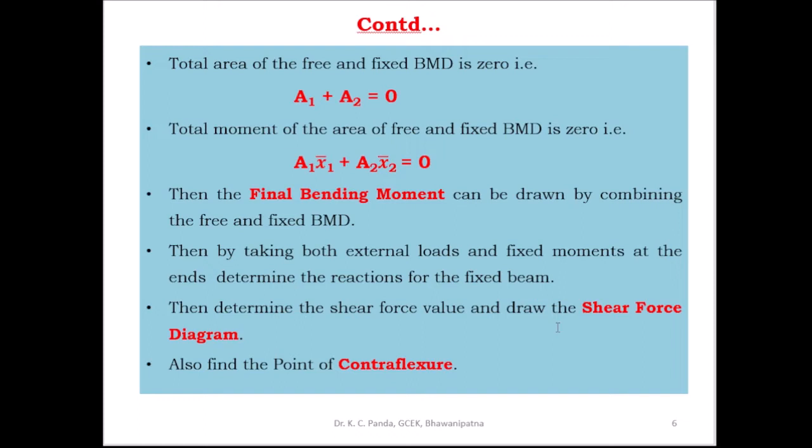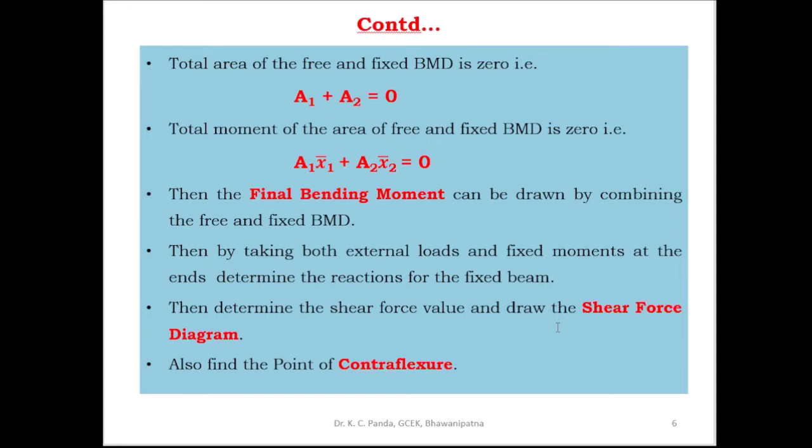By using these two moment area theorems, you can find out the unknown fixed end moments at both ends of the fixed beam. Then after knowing the end moments, you can draw the final bending moment diagram. Already you know the simply supported bending moment diagram. After knowing the fixed end moments, you can draw the final bending moment diagram by combining the simply supported BMD and fixed BMD. Then by taking both external loads and fixed moments at the ends, determine the reaction for the fixed beam.